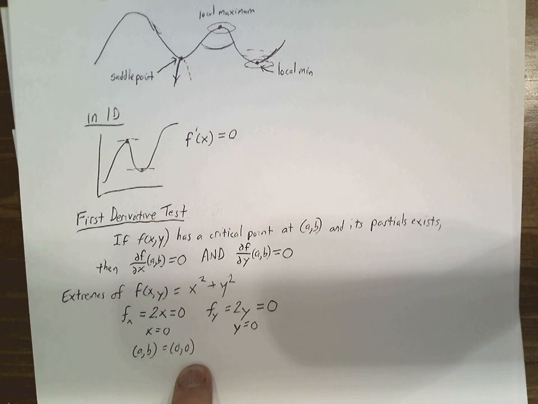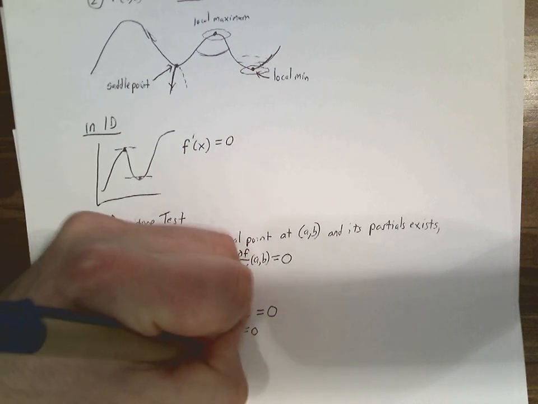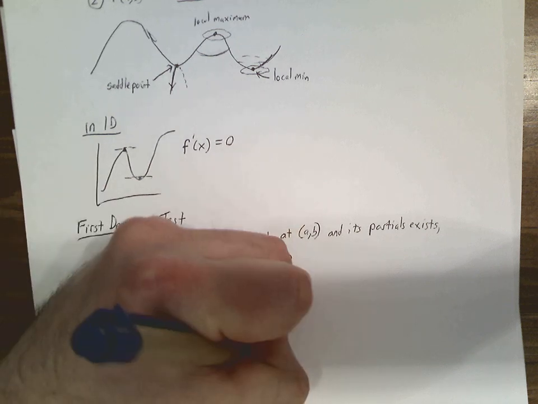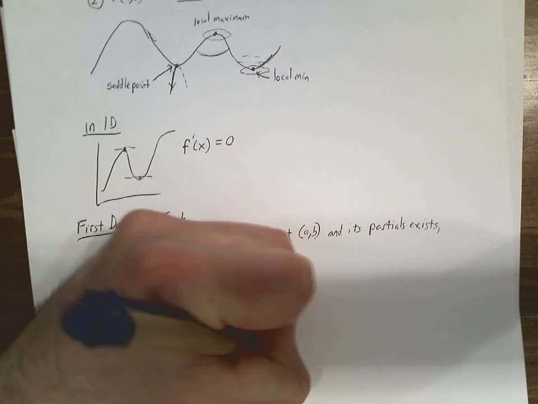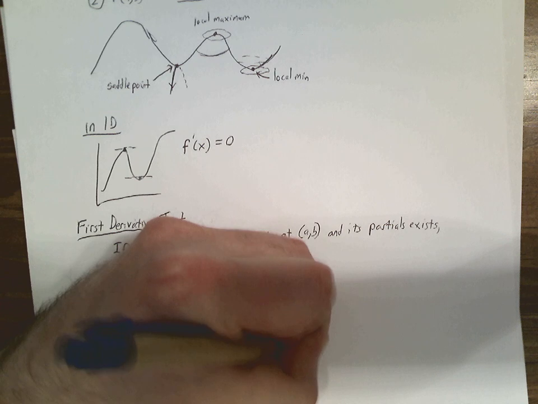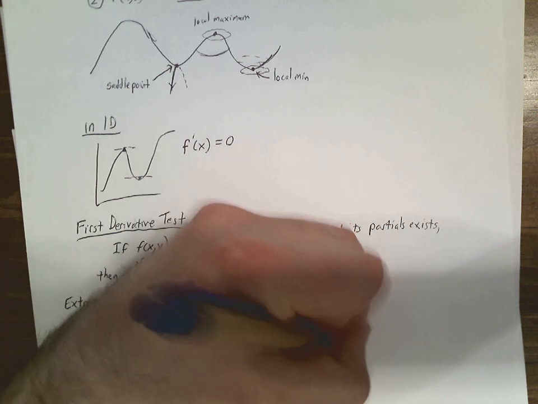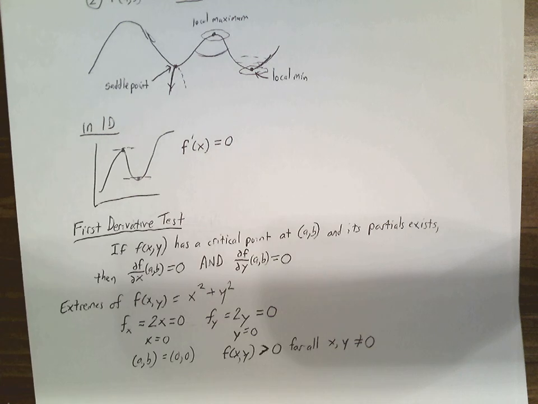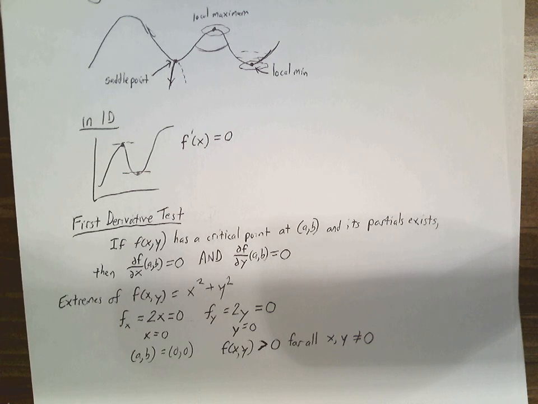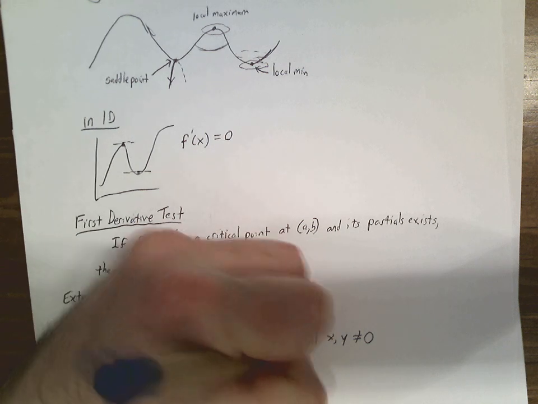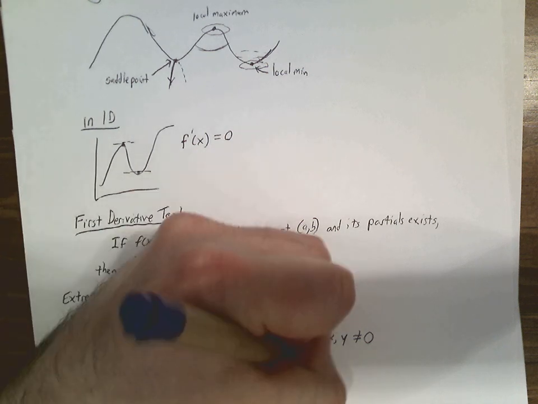So if this critical point is 0, I take a step in any direction, get a new x value and a new y value, the result of the function is going to be a positive number. So f of x and y is going to be greater than 0 for all x and y not equal to 0. So that means that our point here, the origin, is a local minimum. Any other point is going to be greater than 0.